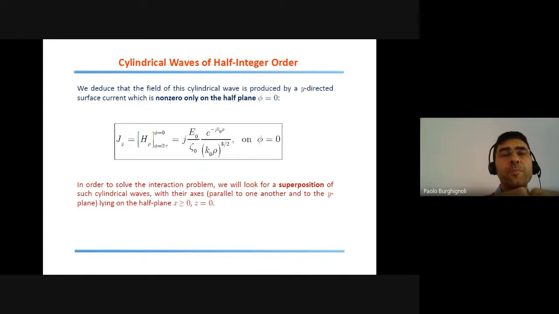Since this is the only place, the half plane phi equals 0 is the only place where we have a non-zero surface electric current, which is the source of this elementary cylindrical wave, we may try to solve the interaction problem for the Sommerfeld half plane problem by looking for a superposition of an infinite number of these kind of half integer order cylindrical waves, all these waves having their axes parallel to the edge of the half plane.